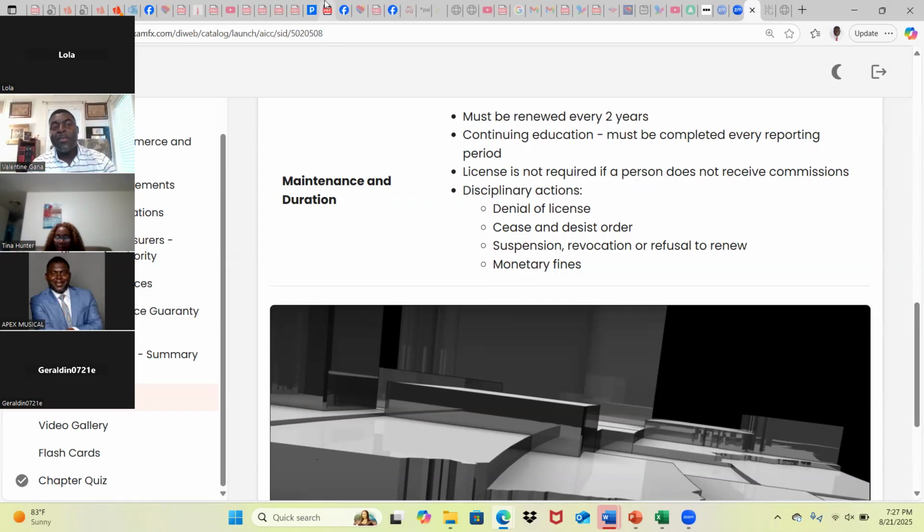State regulations are pretty heavy in the exam. They might be overlooked, but you overlook them at your own detriment. It's very important to go in there and read about those state regulations.